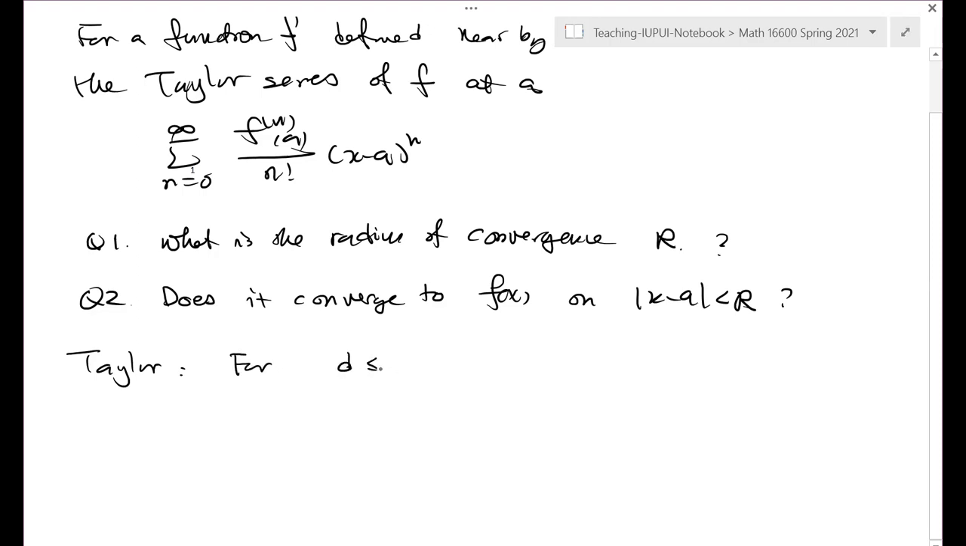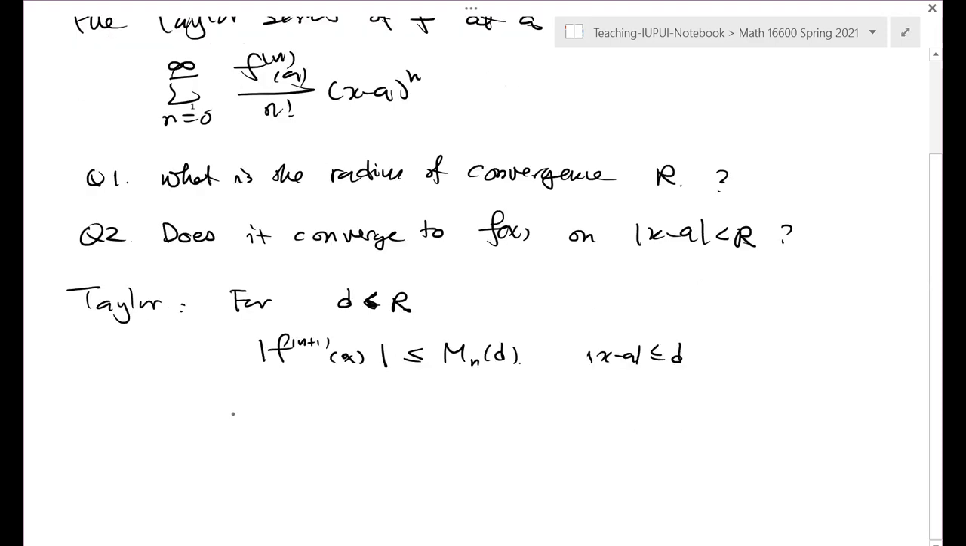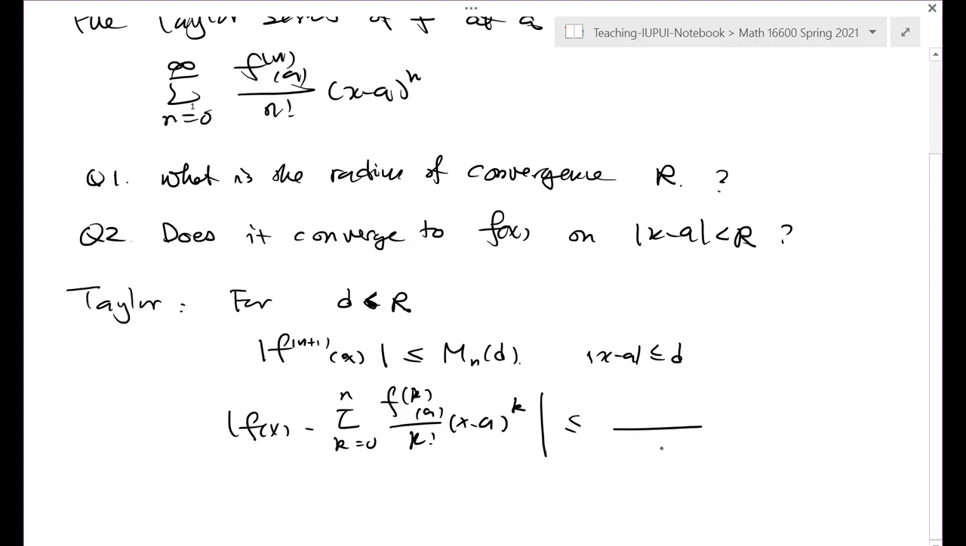For some d less than r, if the nth order derivative is less than M and d depends on d, then for |x minus a| less than d, the error between them is less than or equal to M_d over (n plus 1) factorial times |x minus a| to the n plus 1. So that holds for |x minus a| less than or equal to d.